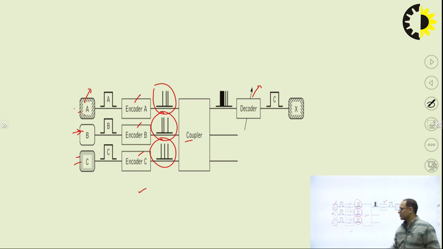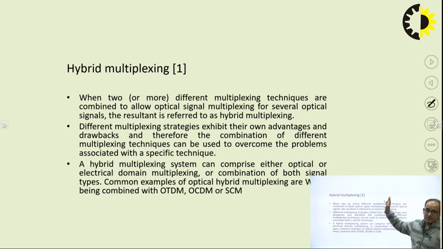Now next one is the hybrid multiplexing technique. This hybrid multiplexing technique is a combination of two or three of the multiplexing techniques which we have discussed in the earlier section, that is, when two or more different multiplexing techniques are combined to allow optical signal multiplexing for several channels, the result is referred to as a hybrid multiplexing technique.